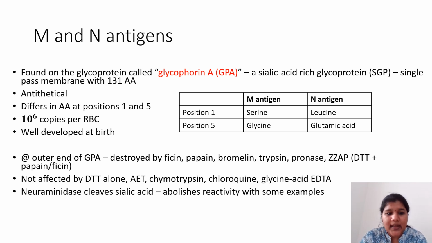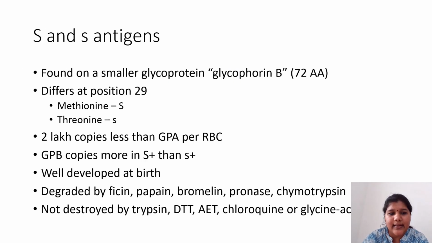They are antithetical. They differ in particular amino acid positions, that is 1 and 5. If position 1 contains serine, it is M antigen, and if leucine, it is N antigen. If position 5 contains glycine, it is M, and glutamic acid, it is N antigen. These antigens are very well developed at birth. Since the antigens are present at the outer end of GPA, that is glycophorin A, it is destroyed by enzymes, but not affected by DTT alone, AET, chymotrypsin, chloroquine, and glycine acid EDTA. The neuraminidase enzyme also cleaves sialic acid and thereby abolishes the antigens.